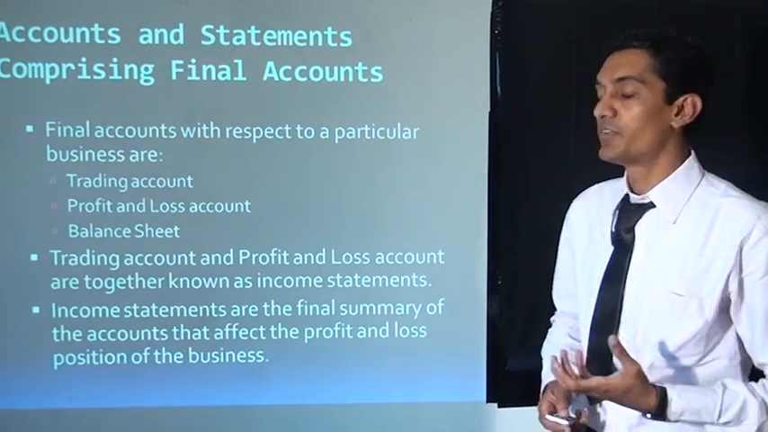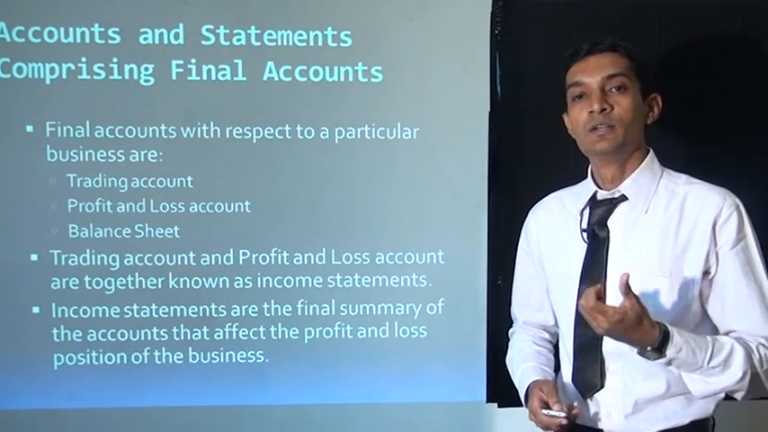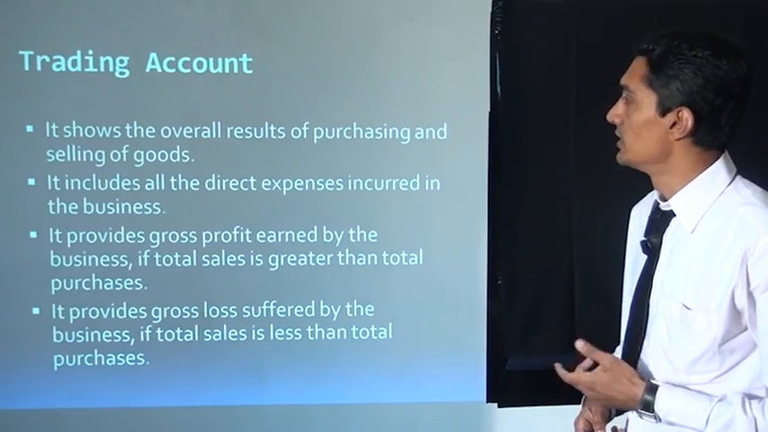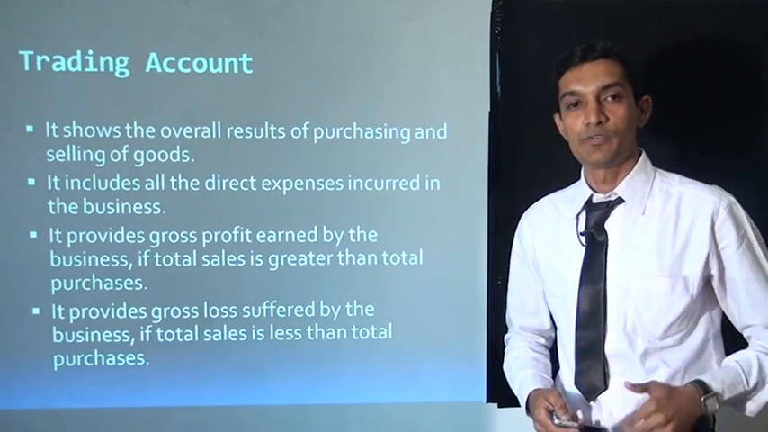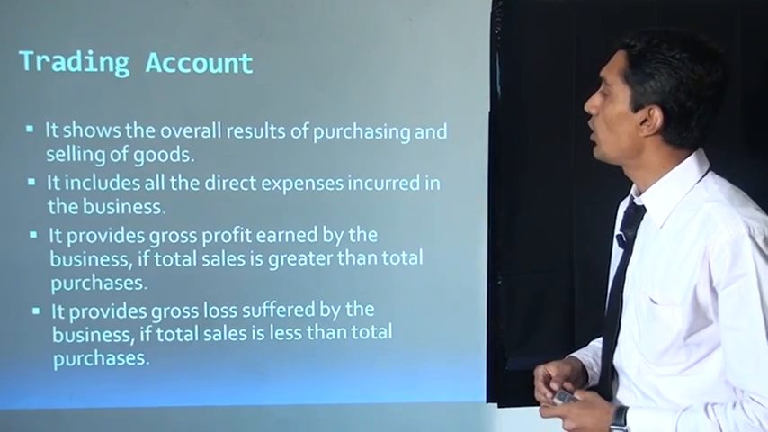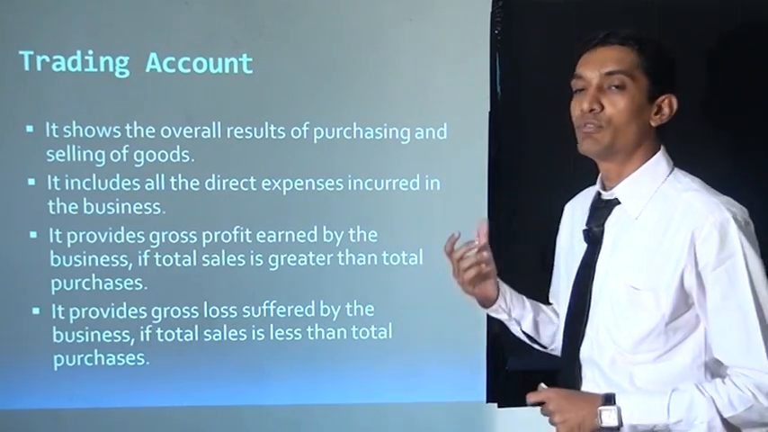So the profit and loss account shows the net profit of the businessman. Next, first is the trading account. We will discuss trading accounts. It shows the overall results of purchasing and selling of goods.